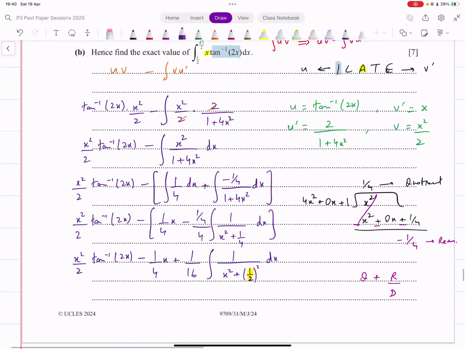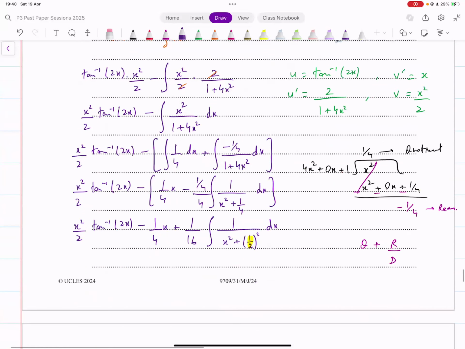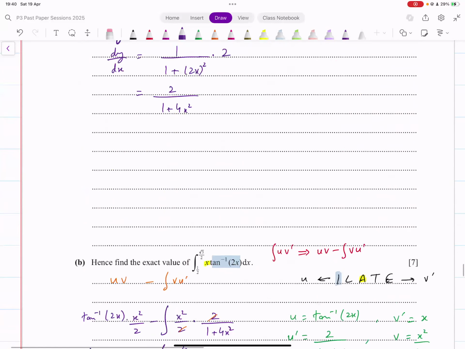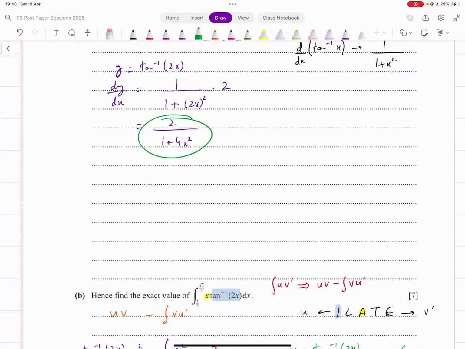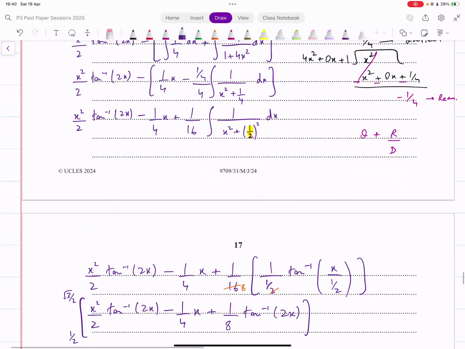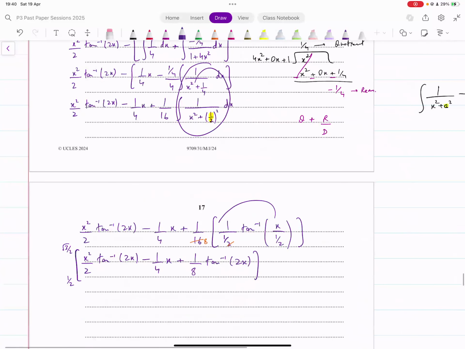Actually, yes, you're right about that. That actually makes this much quicker. In the first part, we proved that the derivative of tan inverse of 2x was 2 over 1 plus 4x squared. So we could actually use that result to do some of this working quicker and get to this result faster. So yes, you could actually skip a couple of these steps.